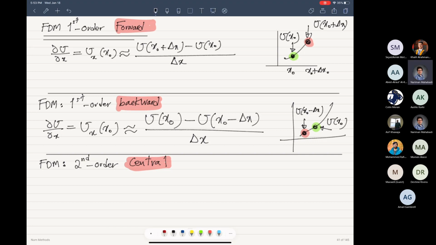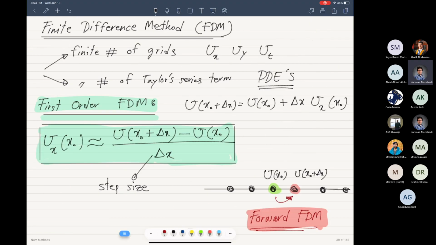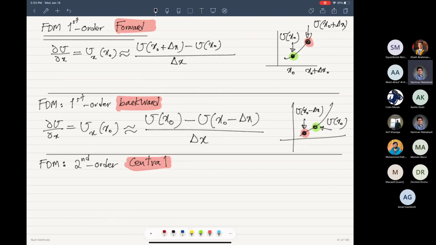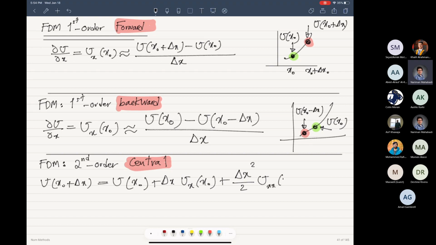Okay, I'm going to use the second order truncation. So this is my Taylor series. Now I'm going to truncate the system right here. Let's write the equation for u in forward: u at x naught plus delta x. This can be approximated; I'm just writing the Taylor series. u at x naught plus delta x equals u at x naught plus delta x times the first derivative, plus the second derivative, which has delta x squared divided by 2 factorial, which is 2, uxx at x naught.